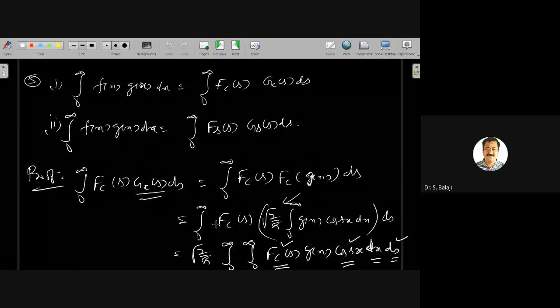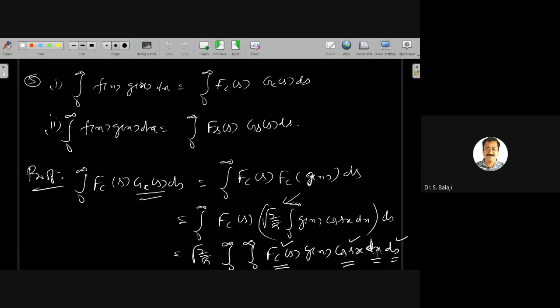Now I will club the two integrations here: root of 2 by pi outside, integral 0 to infinity and also 0 to infinity, fc of s g of x cos sx dx ds. So you club the two integrals and the functions here. Now this integral is with respect to x first, with respect to s next. I will change the order of integration: s first and x next.